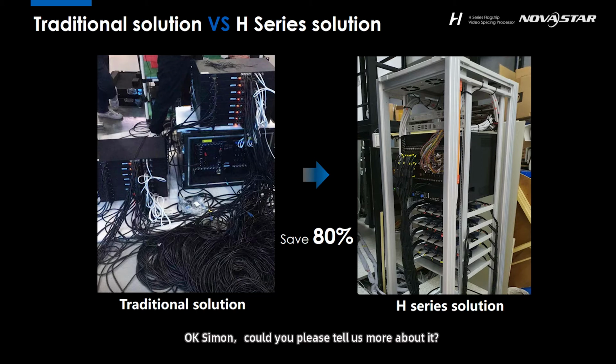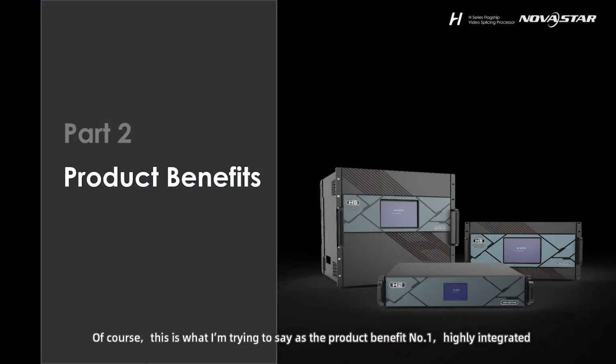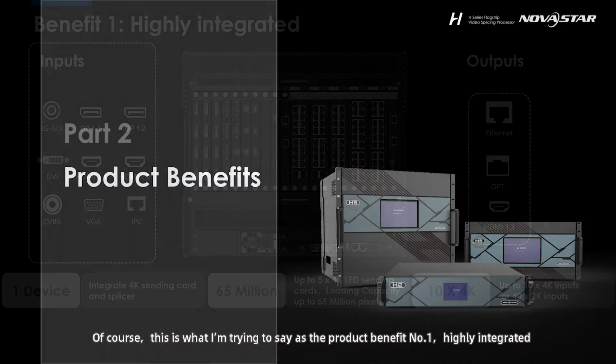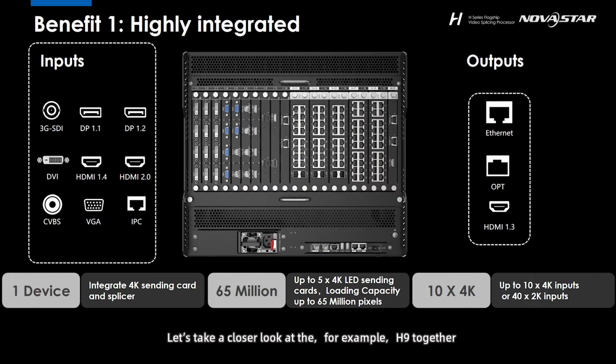Okay, Simon, could you please tell us more about it? Of course. This is what I'm trying to say is product benefit number one: highly integrated. Let's take a closer look at, for example, the H9 together. Okay. This block is like a bomb. Wow. It has both a 4K splicer and a 4K sending card integrated.